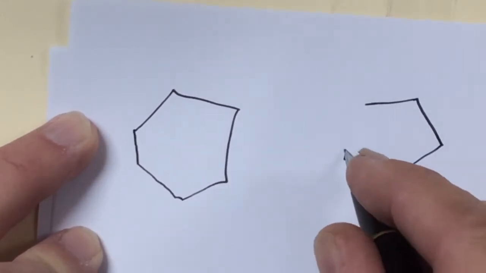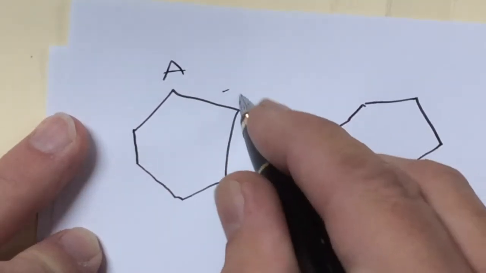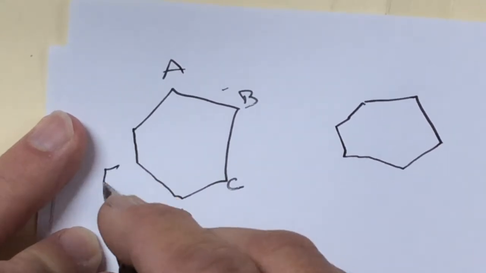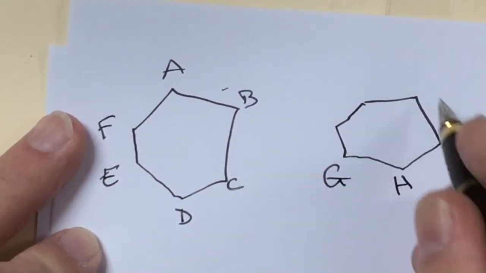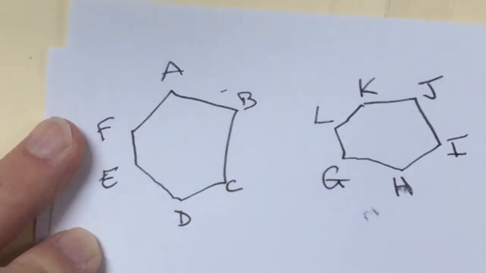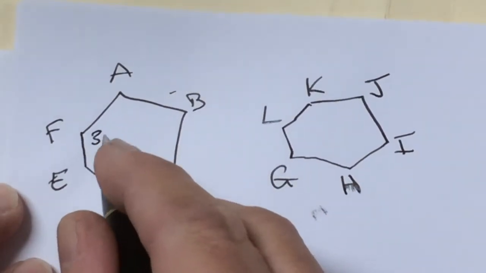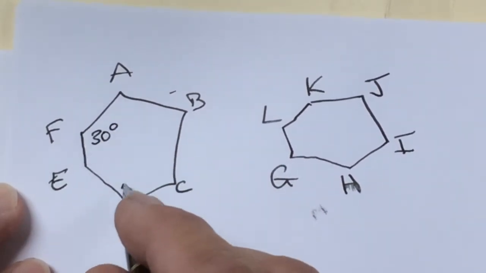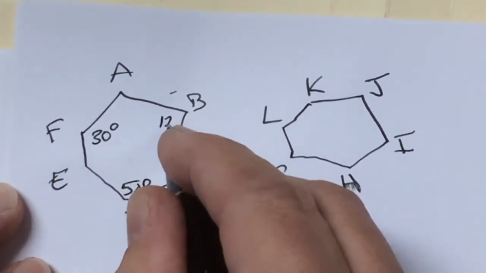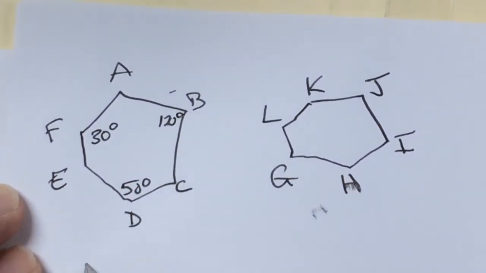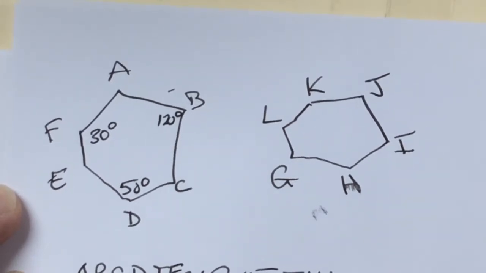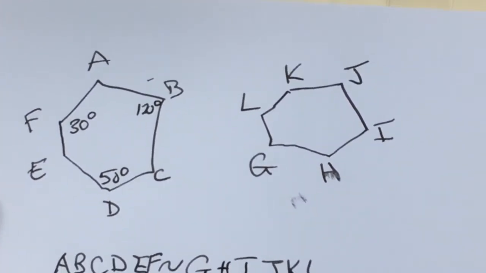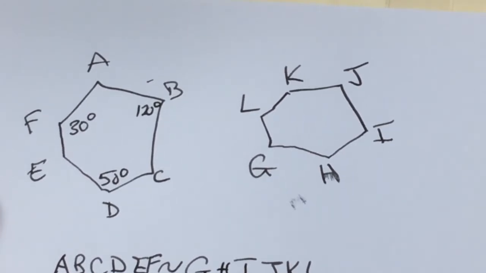If I have two shapes, let's call this one A, B, C, D, E, F, and this one G, H, I, J, K, L. Okay. If I tell you that this is 30 degrees, this is 50 degrees, this is 120 degrees, and I tell you that shape ABCDEF is similar to GHIJKL. Do we know what angle L is?